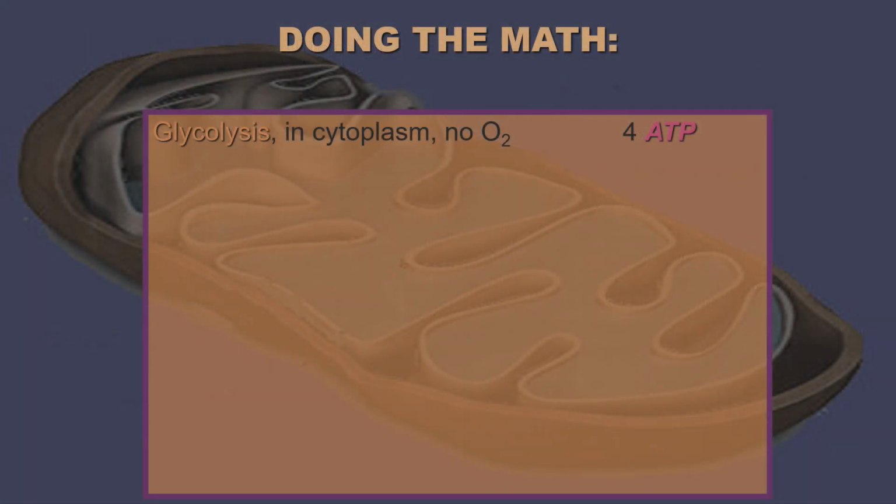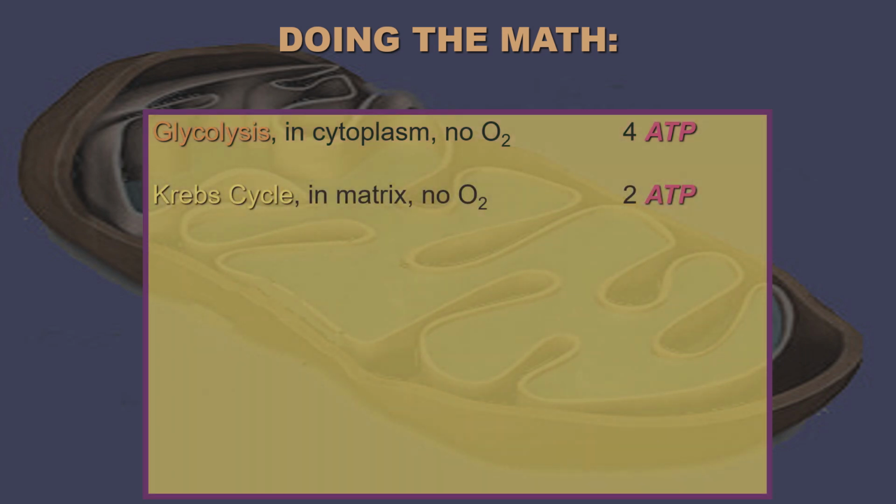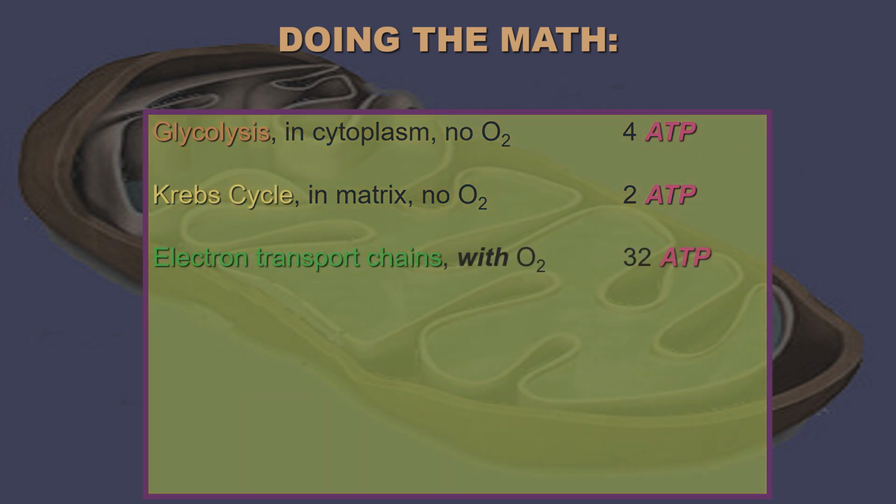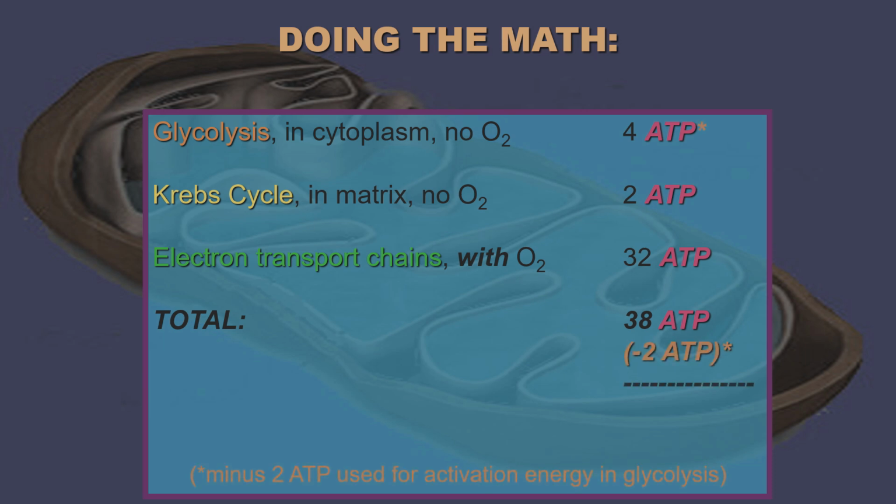So now let's do the math. In glycolysis, in the cytoplasm without oxygen, we only get 4 ATP. In the Krebs cycle, in the matrix, without oxygen, we only get 2. But with the electron transport, look how much bang we get for our buck, 32 ATP. It's a total of 38. Since we had to spend a little ATP to get things started in glycolysis, the net yield is 36 net ATP for each glucose sugar.